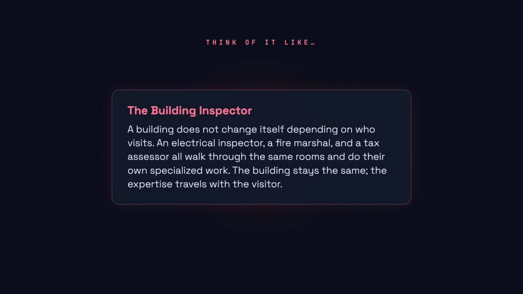Think about a building inspection. The building, the object structure, never changes. What changes is who walks through it and what they look for. An electrical inspector checks wiring. A fire marshal checks exits. A tax assessor estimates value. Each inspector carries their own logic and applies it to every room they enter. The visitor pattern works exactly the same way. You send a visitor object through a fixed structure, and it does its specialized work at each stop.